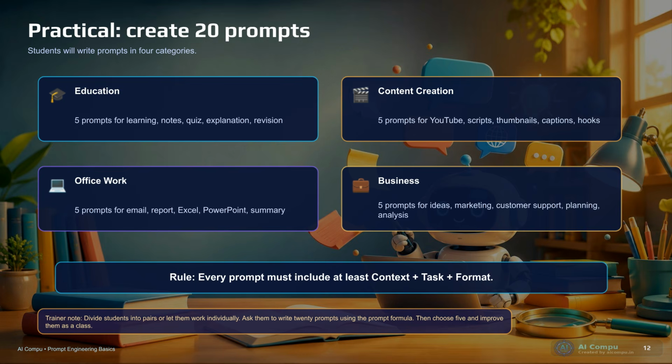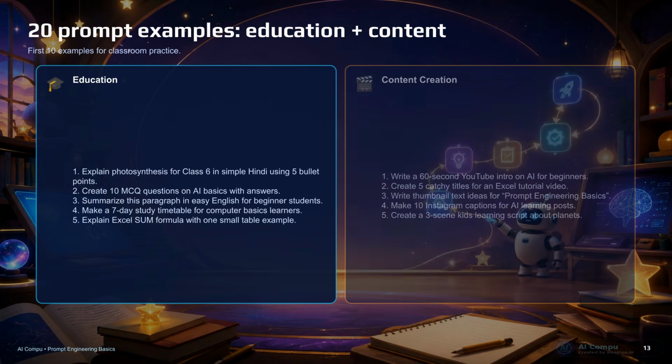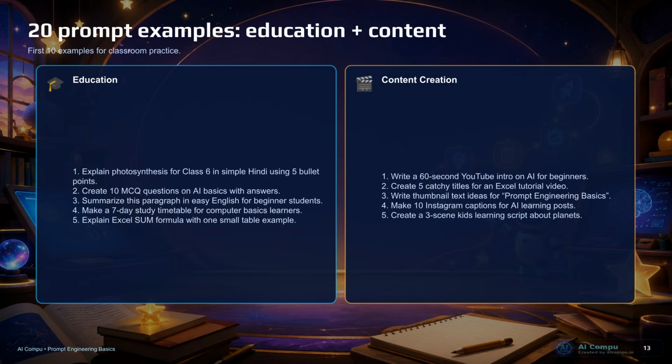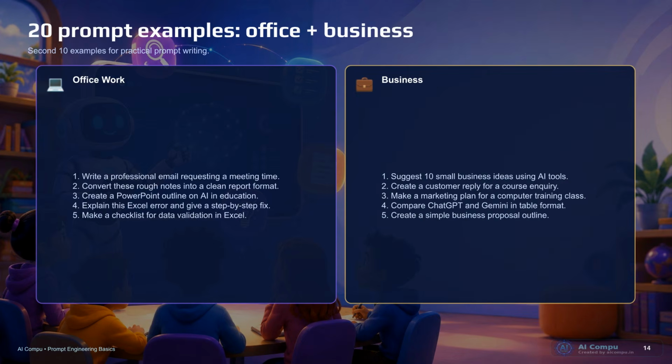Now it's time for practice. You will write 20 prompts across 4 categories: education, content creation, office work, and business. Remember, every single prompt must include context, task, and format. Here are 5 examples for education and 5 for content creation to get you started. Focus on clearly defining your audience in the educational prompts and specifying the platform or style for your content creation tasks. For the second half of your practice, here are examples for office work and business. These cover tasks like drafting professional emails, creating project outlines, and developing business proposals. Test these using our formula.